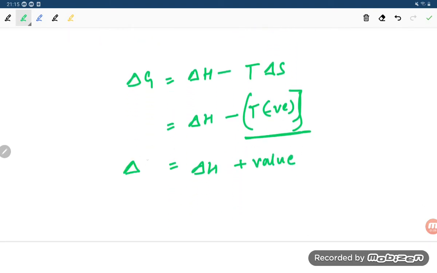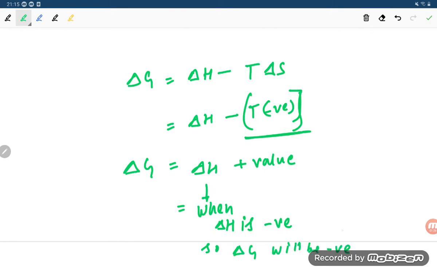For a spontaneous process, delta G has to be negative. So how can it be negative? When delta H is negative, delta G, the Gibbs free energy, will be negative. So this has to be negative, okay students.